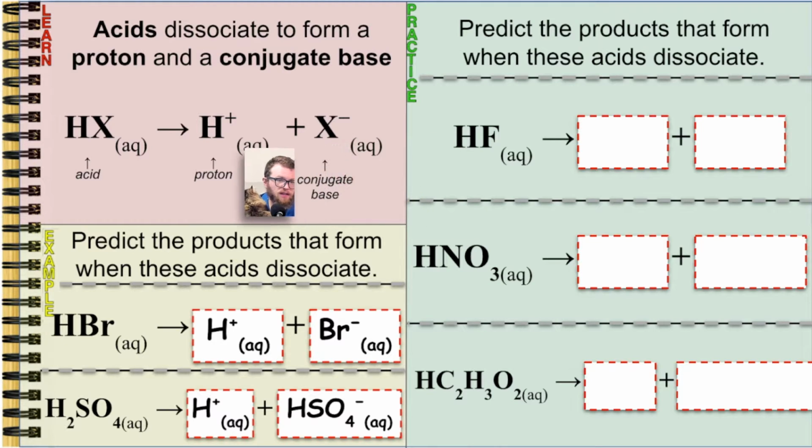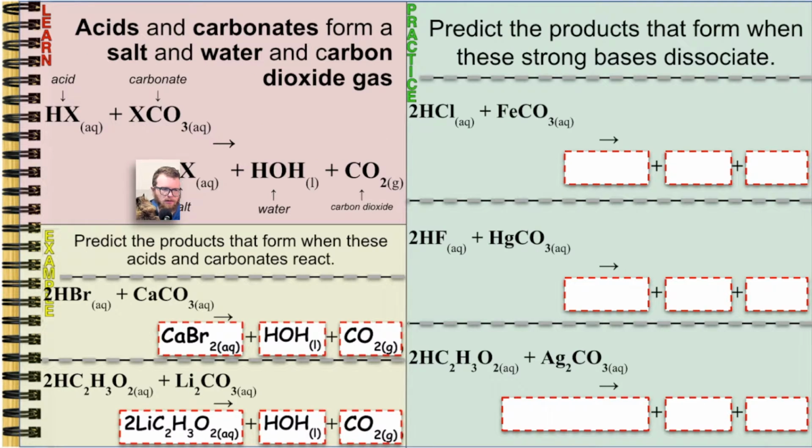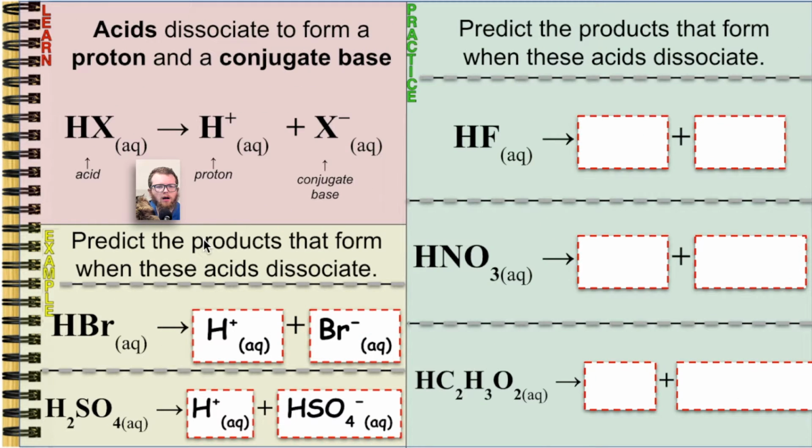On each of these slides, again, we're going to have a learn section, an example section, and a practice section for all 6 of those reaction types. And then we get into conjugate base pairs. So on slide 13, acids dissociate to form a proton and a conjugate base. So we've got HX as our acid. It's aqueous. It will dissolve, and after its reaction, will form H+, which is just a proton, aqueous, plus a conjugate base, whatever the rest of that acid was, aqueous.